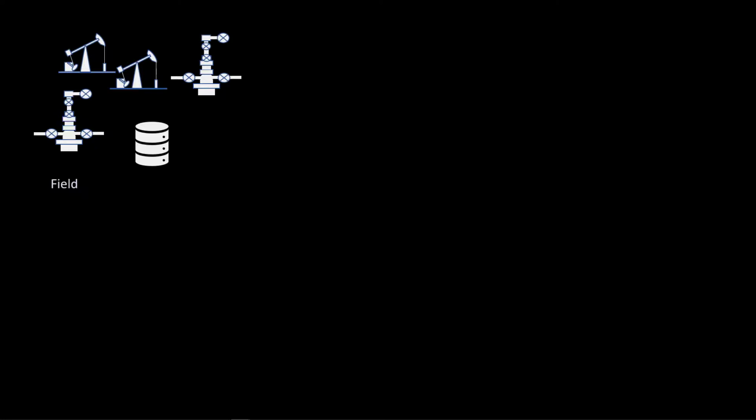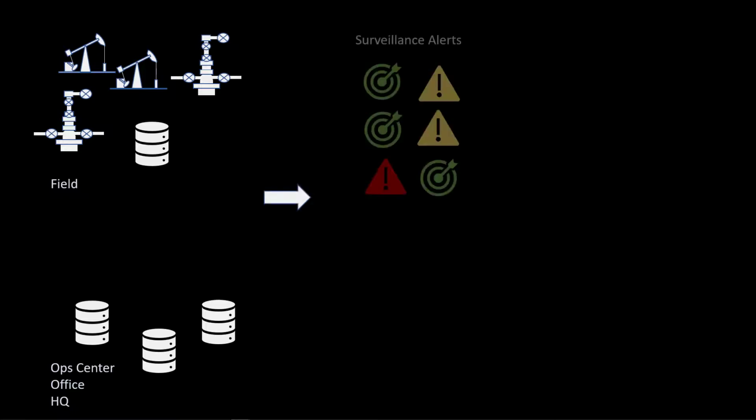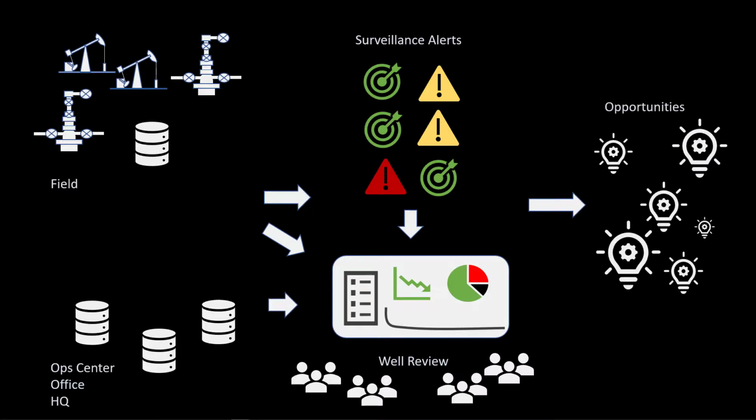In the field, we have wells and other equipment spinning off data. We also have other related data in other locations like operation centers, offices, or headquarters. All this data can be combined in a number of ways to generate our surveillance alerts. The same data and the alerts are used by our engineers and staff to perform regular and spontaneous well reviews. These efforts help us generate ideas or opportunities for improvement.